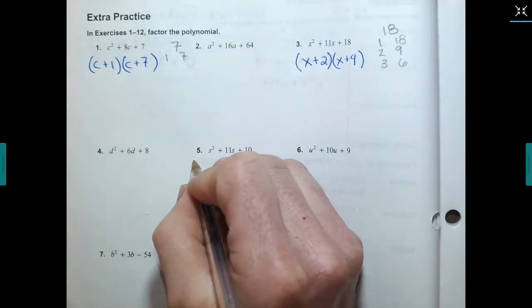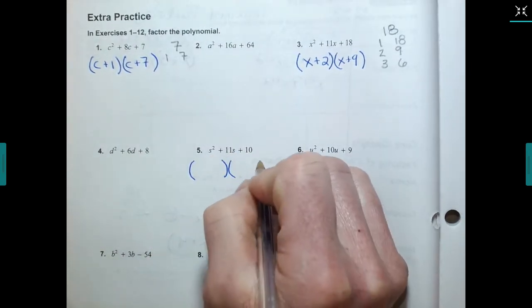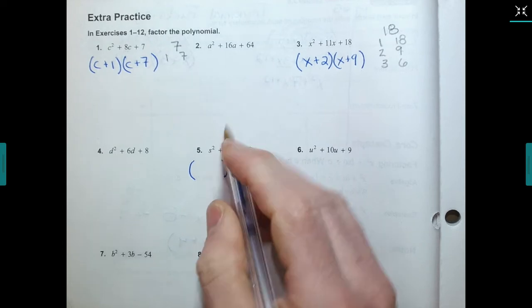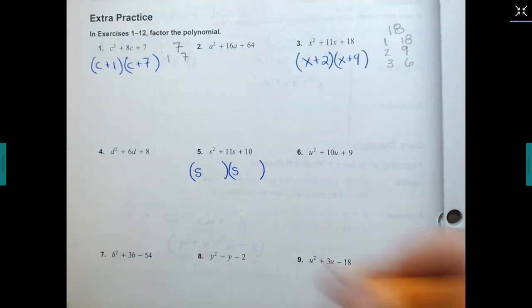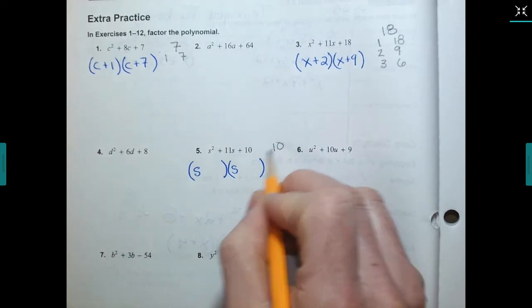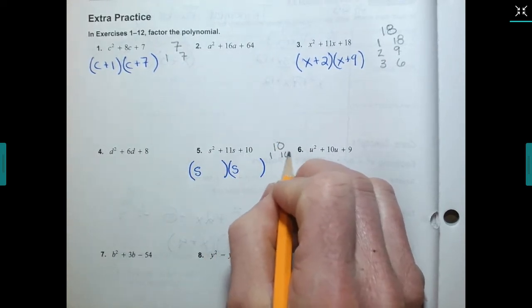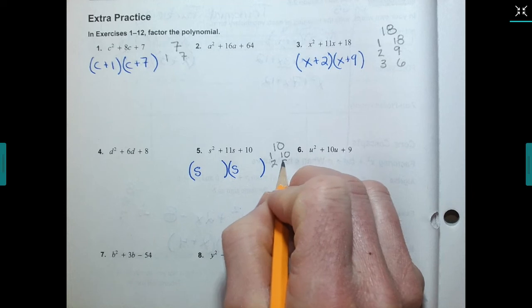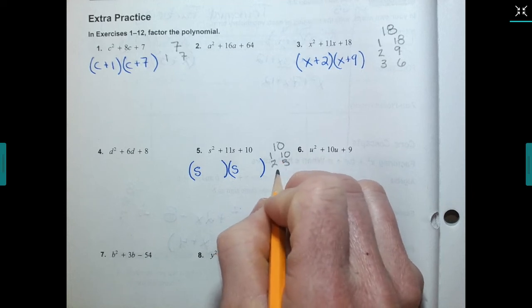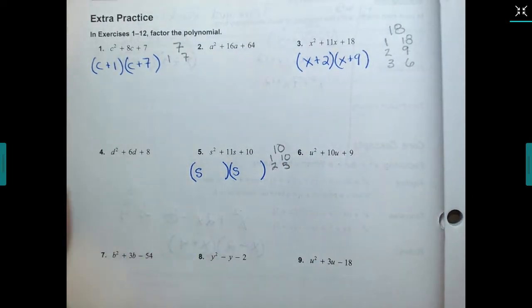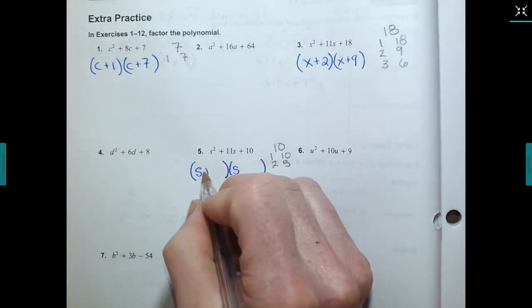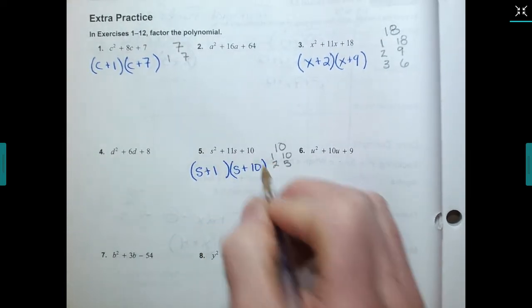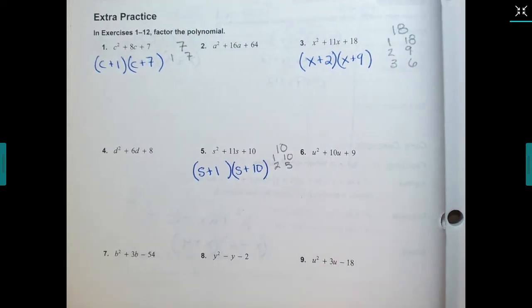All right, number 5. I need an s squared, so I'm going to have an s in both of those. I get my 10. It's a positive 10. So I have 1 times 10 equals 10, 2 times 5 equals 10, 3, 4, 5. That's it. So which of these equals 11? Well, 1 plus 10 equals 11. Plus 1, plus 10. Look at that. And I just factored it.